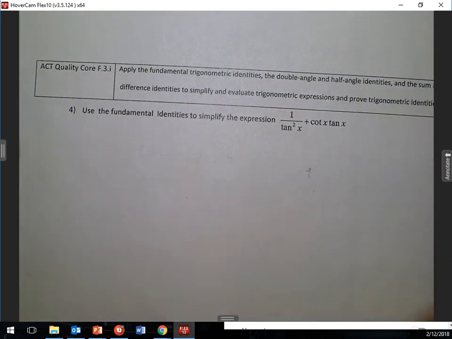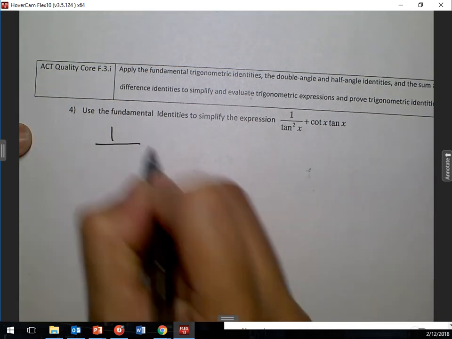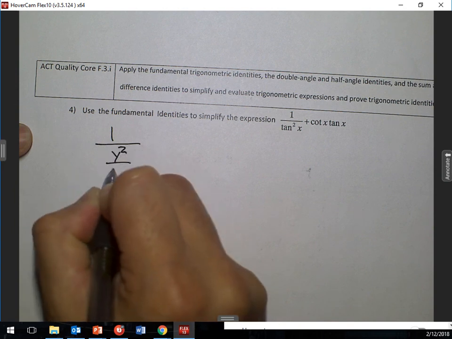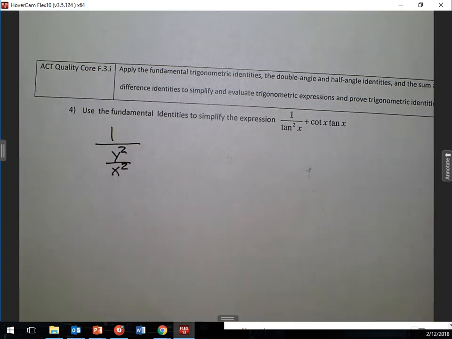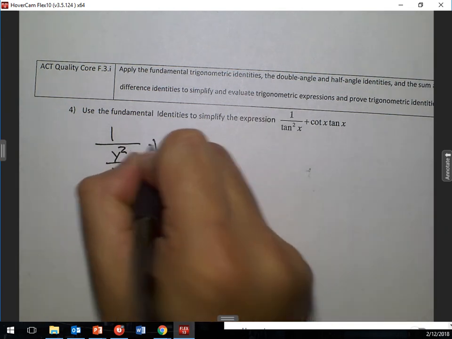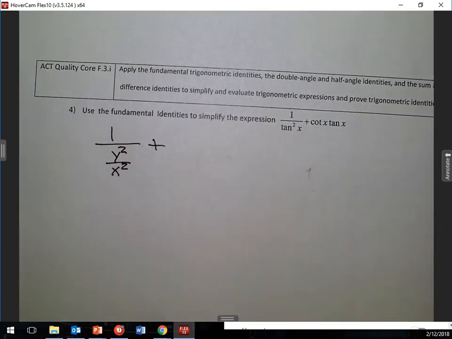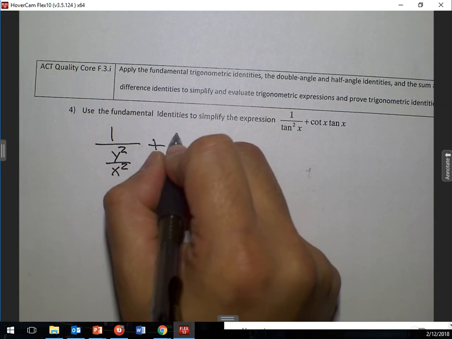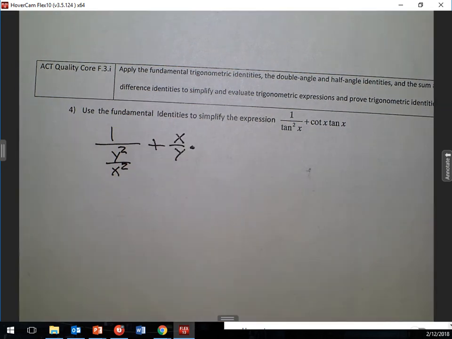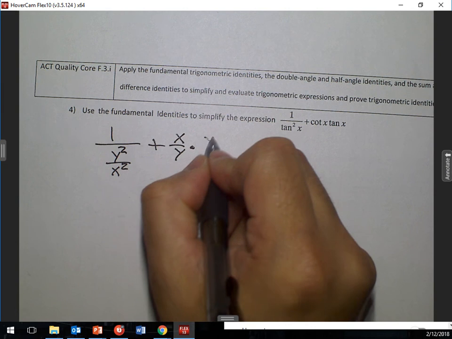All right. So let's take a look at this, and we're going to translate this. Now, this first part is going to turn into what? 1 over y over x. Y over x, right? But it's y squared over x squared. You guys okay with that? Plus, cotangent is x over y, times tangent, which is y over x.